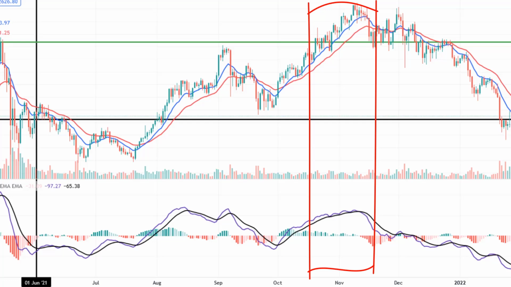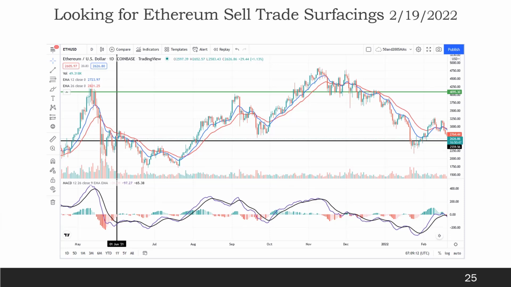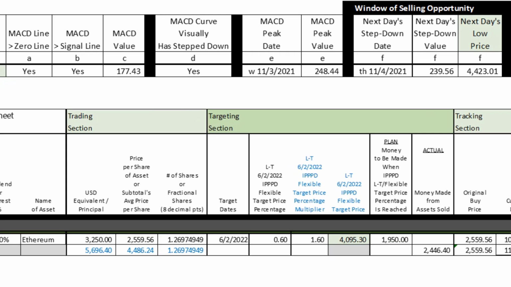Look at the point on the MACD curve for October 20th. A. Yes, the MACD line is greater than the zero line, and B. Yes, the MACD line is greater than the signal line. Ethereum's MACD record. C. The MACD value is 177.43. D. I can see that on Wednesday, October 20th, the MACD curve stepped up. It did not step down.